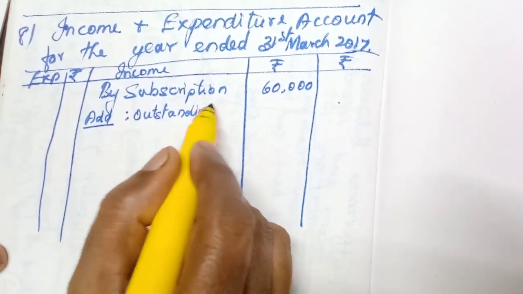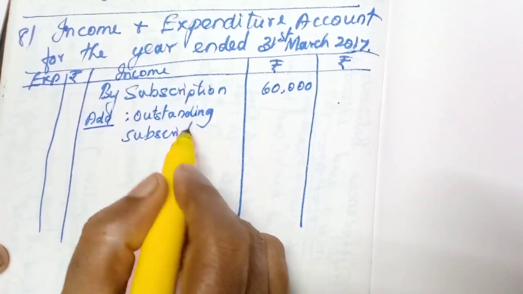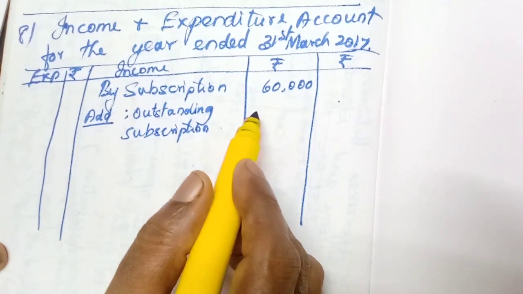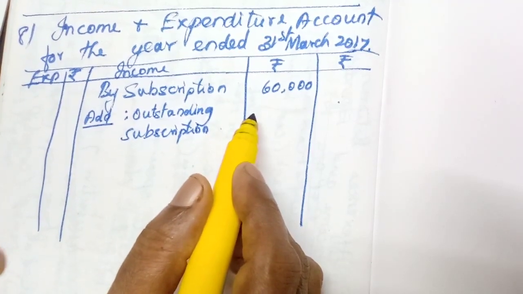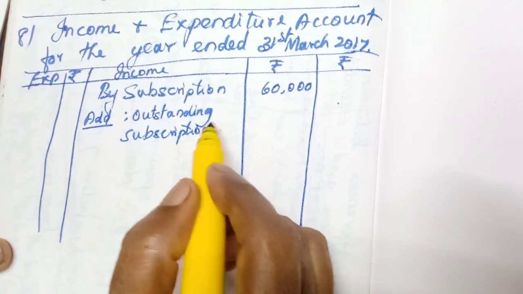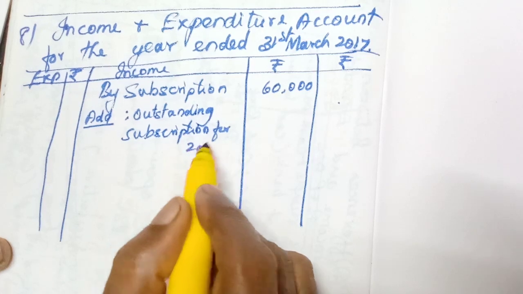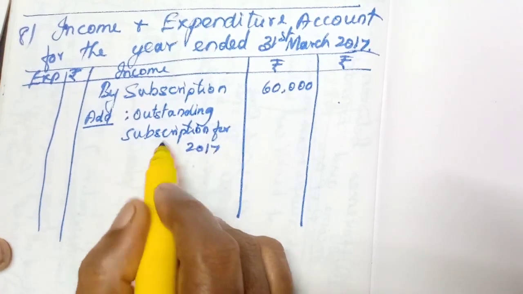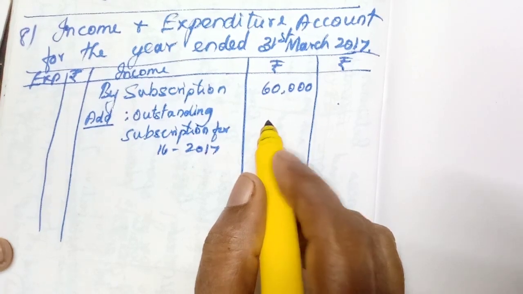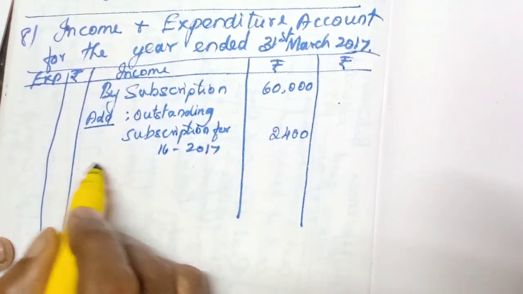Outstanding subscription. Since we need to add both, we can write outstanding subscription, both we can add and write, or separately also you can write. Outstanding subscription, what is given for 2017, 16-17 we are to write. How much? 2,400.